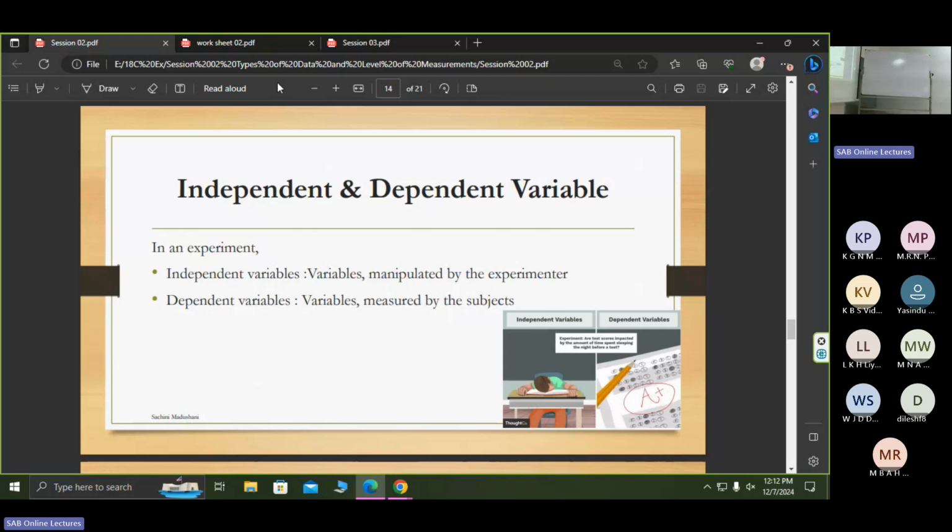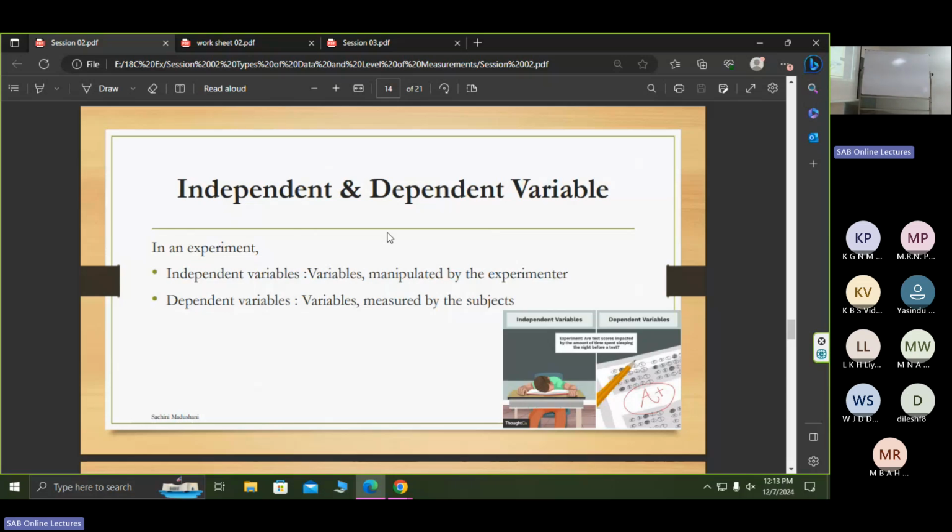Then we move into today's session: independent variables and dependent variables. When we are doing research or studies, we need variables, and we divide these variables into 2 categories, independent and dependent. The same applies in an experiment. An independent variable does not depend on any other variable and is manipulated by the experimenter. A dependent variable always depends on another variable. When we know the values of the independent variable, we can find out the value of the dependent variable.